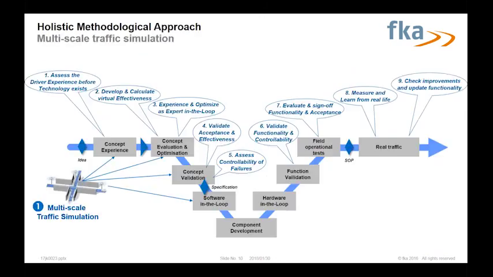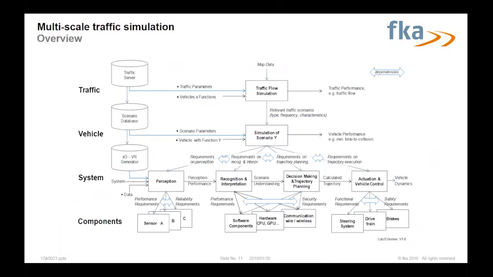Let's start with the multi-scale traffic simulation. This is a quite complex graphic, but it shows a little bit the different layers of the multi-scale traffic simulation. On the bottom we have the components, then we have a system level, a vehicle level, and then a traffic level. If we talk about a platooning system, for example, it can be interesting to see what a good gap is. So we go on a vehicle level and see what the difference in traffic efficiency is if we use a gap of 10 meters or a gap of 20 meters.